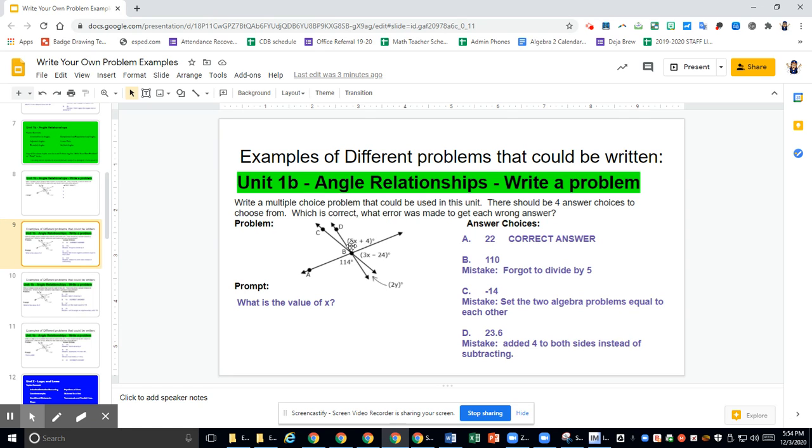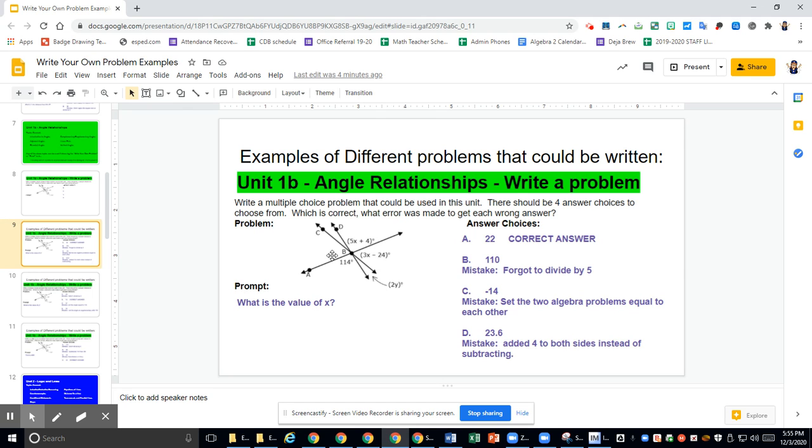So when I solve 5x plus 4 equals 114, I get 22 as my answer. But if we forget and we just take away the 4 and we still have 5x equals 110, we forget to divide by 5. Maybe we set these two equal to each other instead of my vertical angles equal to each other. Or maybe we added the 4 to both sides instead of subtracting the 4. Just a silly math mistake when we solved it.